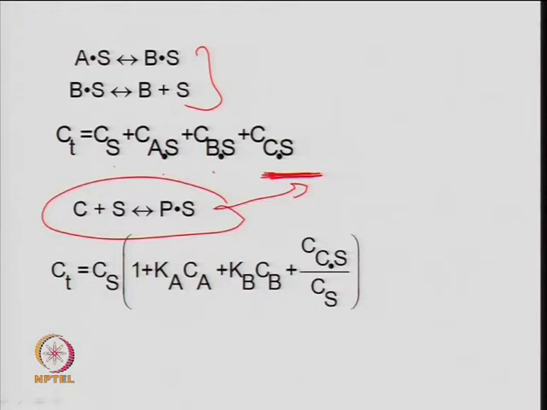So, C s, C B s and C C s can be determined from the equilibrium constants. So, this is what is written here for C t. C t is the total concentration, right, times 1 plus... So, C s is the vacant site concentration. So, C t equals C s times 1 plus K A C A, that is the adsorbed species of A, K B C B, the adsorbed species of B, plus an additional term which is C C over C s.